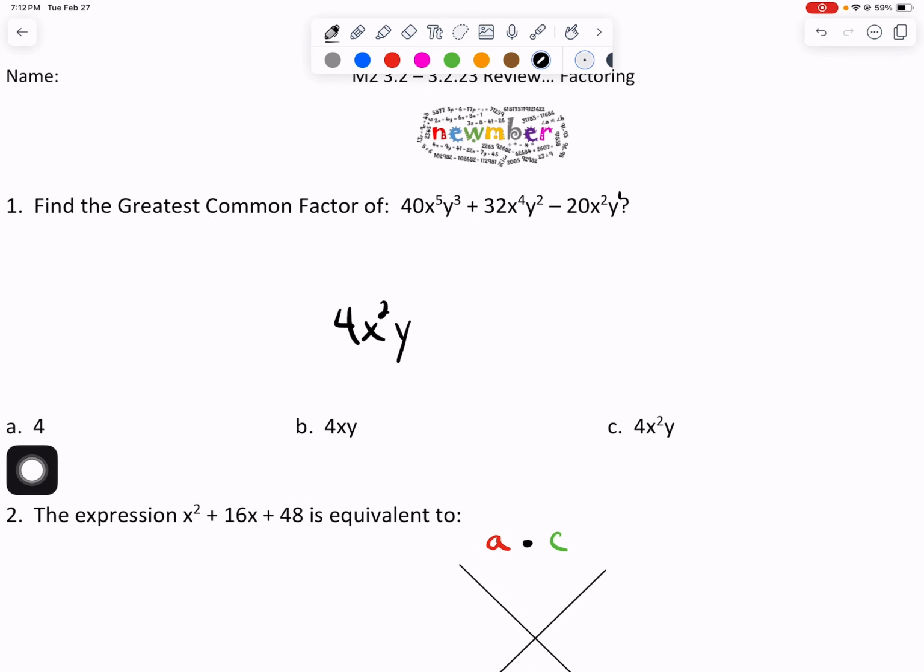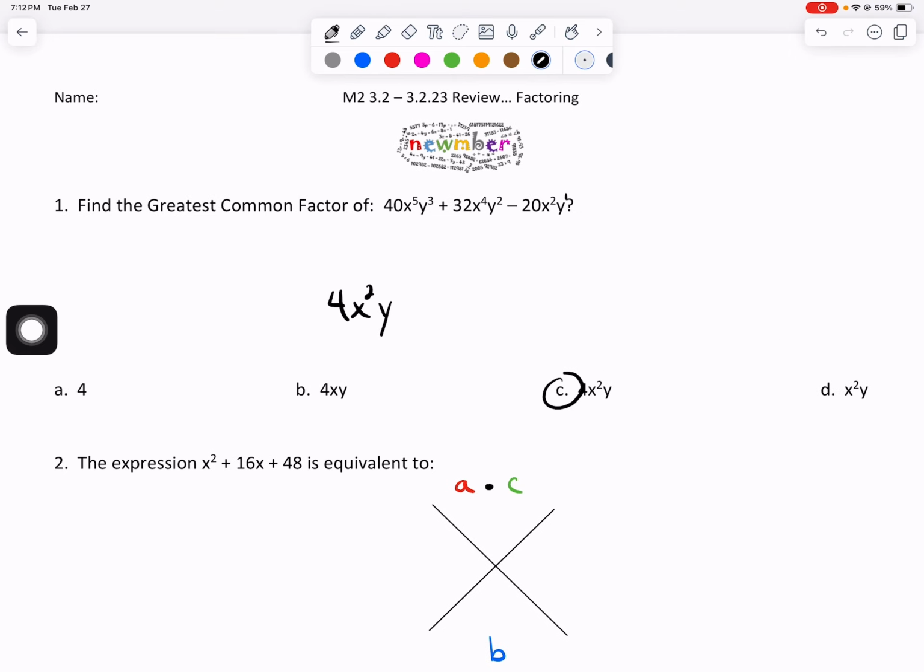Well, it's not just 4. It's not 4xy because it's squared, so it's answer choice C, 4x squared y. All right, circle your answer.